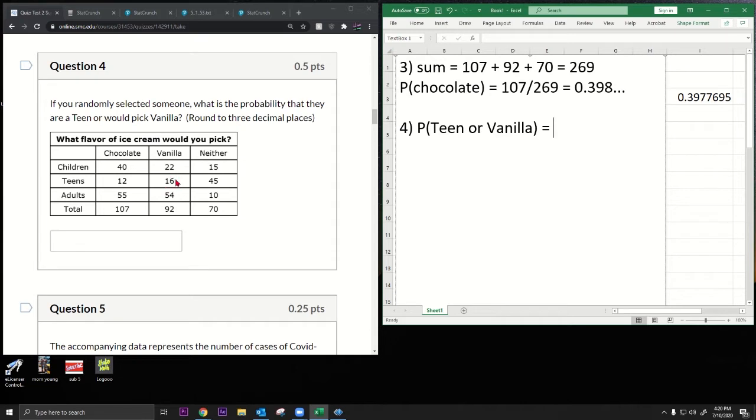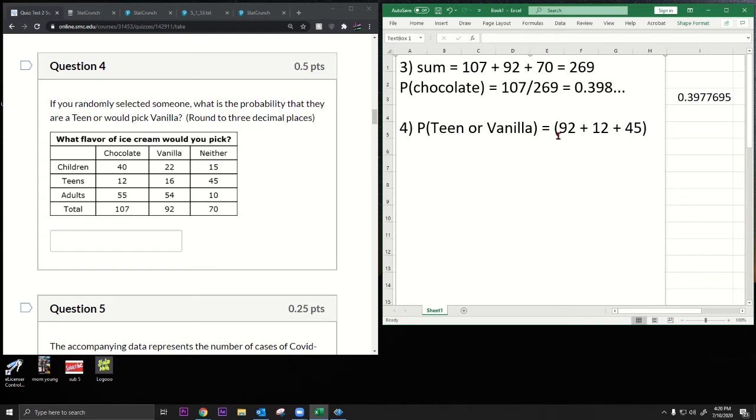See that? So one way to do that is to just do it like this. 92 plus, this is the easiest way to do it. 92 is all the vanilla, and then we just have 12 and 45. So plus 12 plus 45. See that? That's for the numerator.